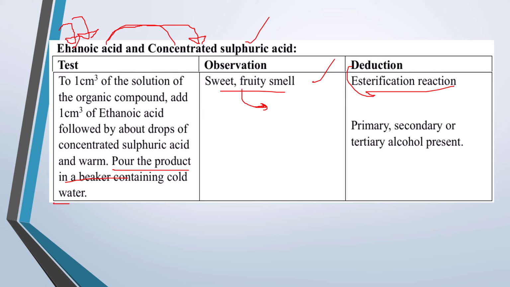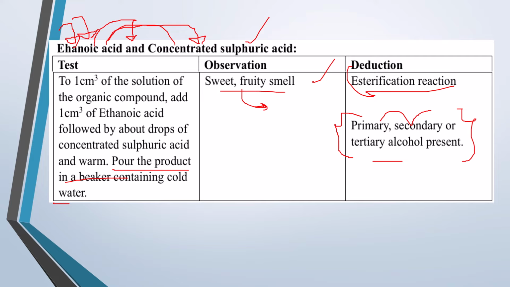So I simply say that it's an esterification reaction, therefore a primary, secondary, or tertiary alcohol is present. Like I said, you may give two examples, or you may just say primary or secondary alcohol present. But here, if we told you to add ethanol, then the deduction would have changed, because there you anticipate that you're having a carboxylic acid. So you simply say that a carboxylic acid is suspected present.